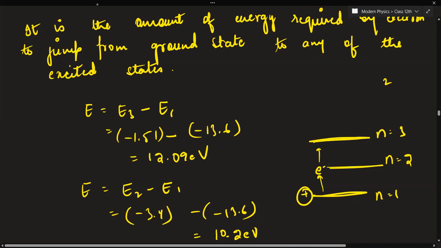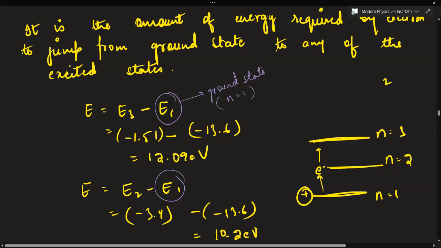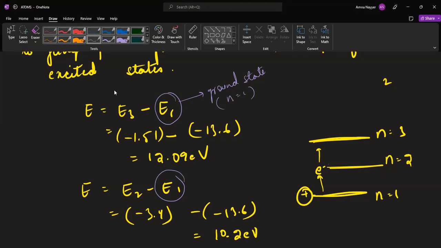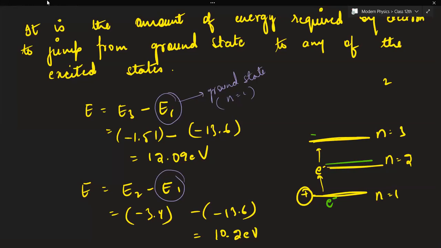So see here, do you notice? One thing is fixed. E1 is coming here, here also E1 is coming. It means the energy of the ground state is fixed. Ground state means n is equal to 1. This is fixed, and n is equal to n is not fixed. So this is the energy required to move an electron from the ground state to any of the excited states: first excited state, second excited state, third excited state, any excited state.